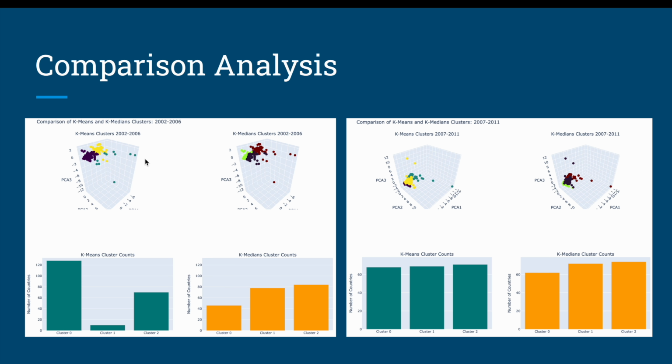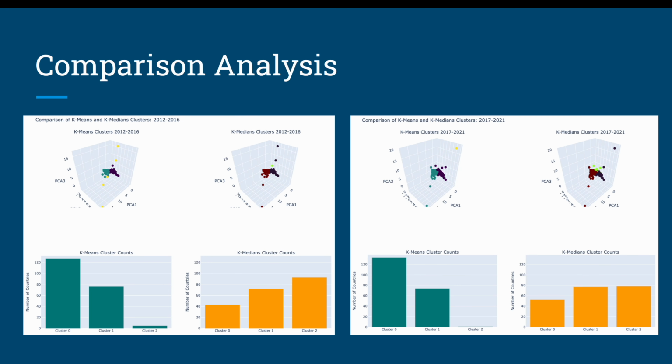Now for comparison analysis, we use similar code to the processing stage in order to display side-by-side metrics, 3D plots, and bar charts as shown above. And as we continue to the next page, we can see that k-medians is much more balanced in terms of clustering, with a more even distribution, unlike k-means, which has much more extreme cases, such as a single cluster having 10 or fewer countries. And we can also see that k-medians is far less sensitive to outliers, which all leads us to our final recommendation of k-medians.